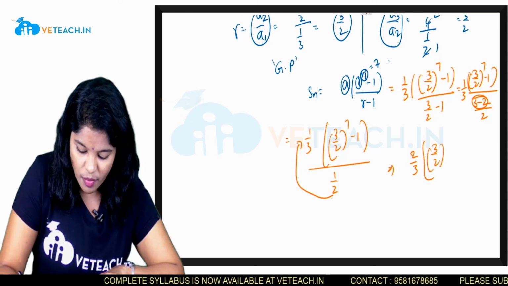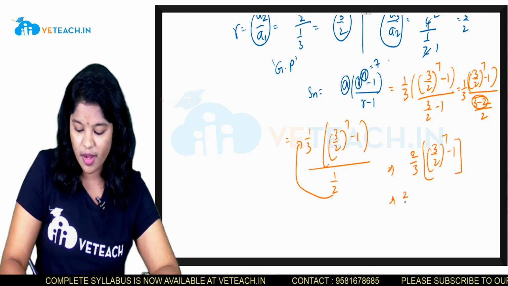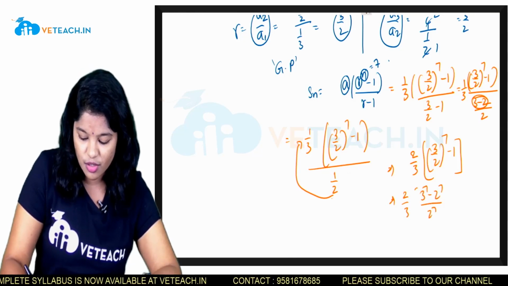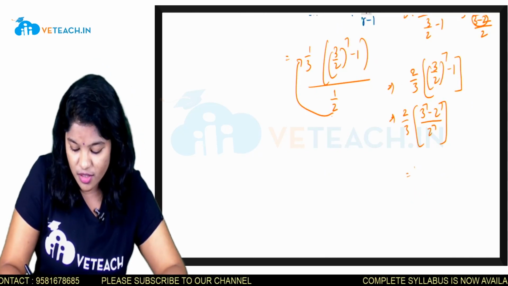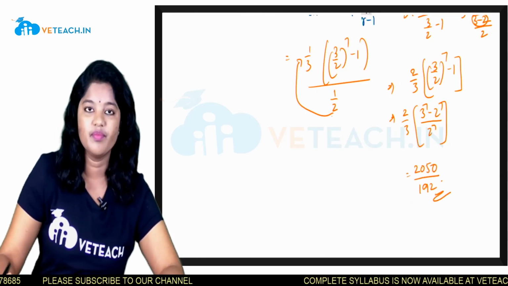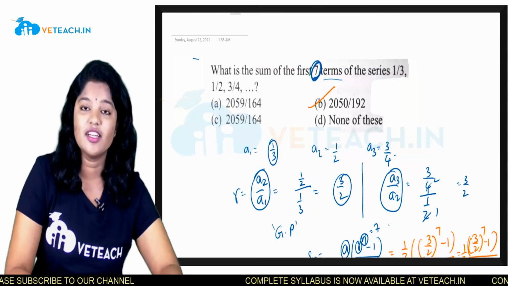(3/2) whole power 7 minus 1. So this is nothing but 2/3 into (3 power 7 minus 2 power 7) divided by 2 power 7. So upon calculating this, we will get 2050/192. So option B is our correct answer.